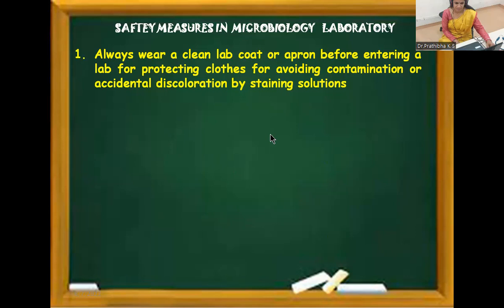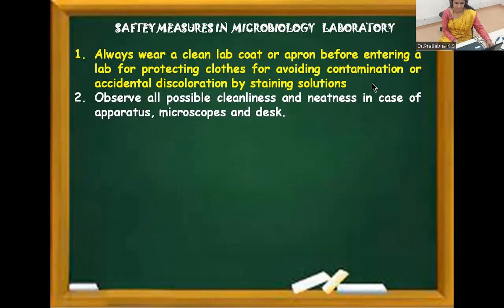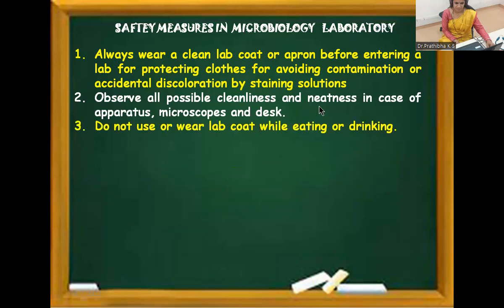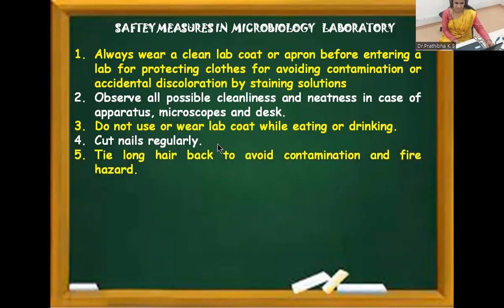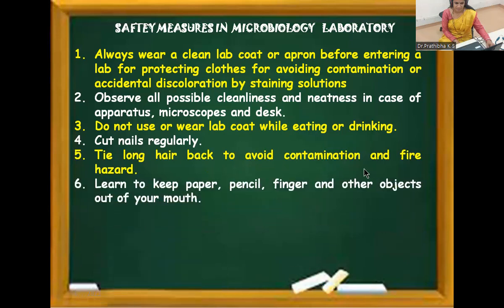First and foremost important measure is that always wear a clean lab coat or apron before entering a lab for protecting clothes, for avoiding contamination or accidental discoloration by staining solutions. Observe all possible cleanliness and neatness in case of apparatus, microscopes, and desk working surface area too. Do not use or wear a lab coat while eating or drinking. Cut nails regularly. Tie long hair back to avoid contamination and fire hazard.